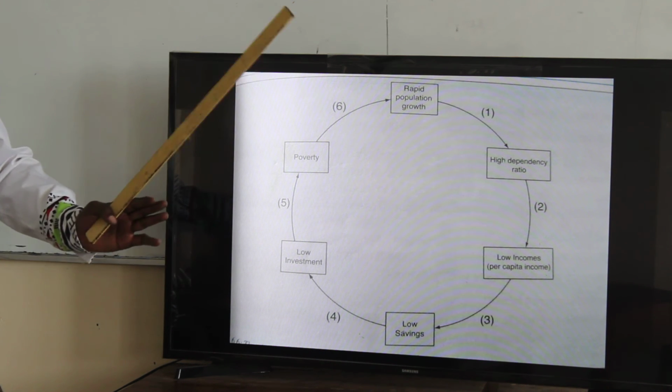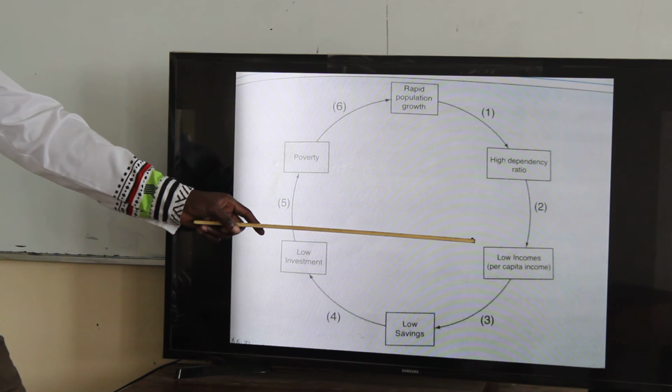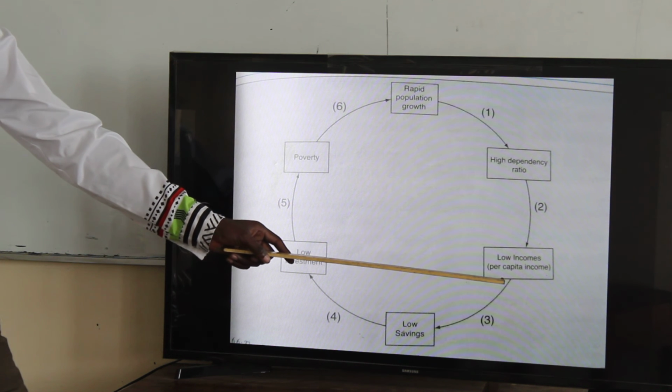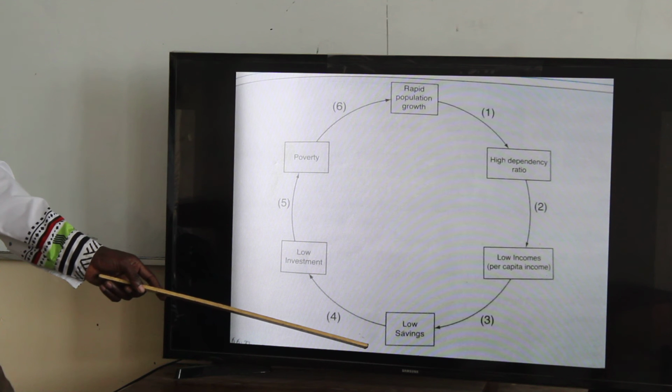There is a high population. If we divide the total national income by the population, everyone will get something. That is the per capita income. So there will be low incomes. Right? When we have low incomes, what happens? It leads to low savings.